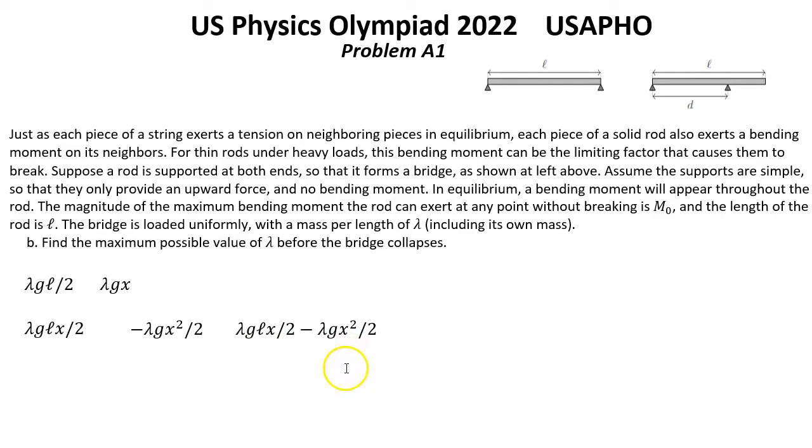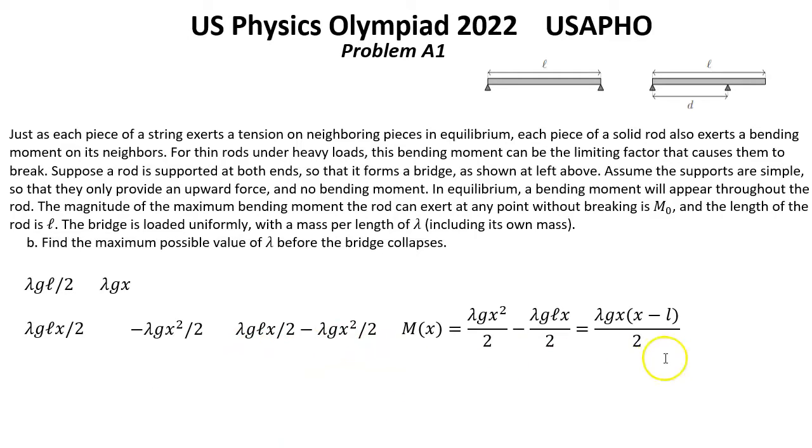And these two torques from external forces must be compensated by the internal bending moment. So this bending moment must be opposite to this one, which is this expression. Finally, we need to find the maximum of this function in absolute value. That will be for x0 equal L over 2. So finally, m0 equals lambda g L squared over 8.